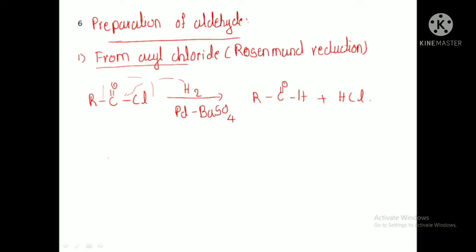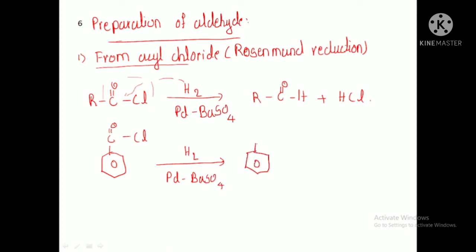You can even take aromatic aldehyde also. See, if I take benzoyl chloride, C double bond O Cl, this is benzoyl chloride. This benzoyl chloride on treatment with hydrogen in the presence of palladium supported over barium sulfate catalyst will form benzaldehyde, CHO, plus HCl. This is called Rosenmund reduction. Remember this, this is one of the very important methods. In Rosenmund reduction, you will take acyl chloride. Acyl chloride on treatment with hydrogen in the presence of palladium supported over barium sulfate catalyst will produce aldehyde.